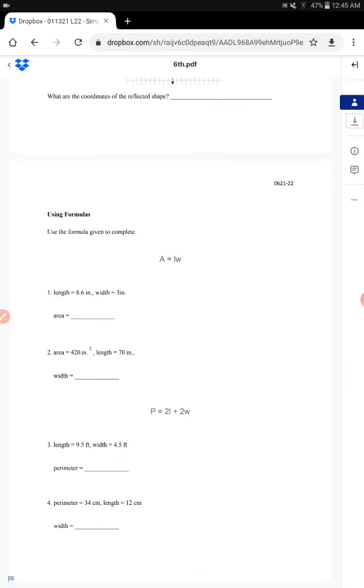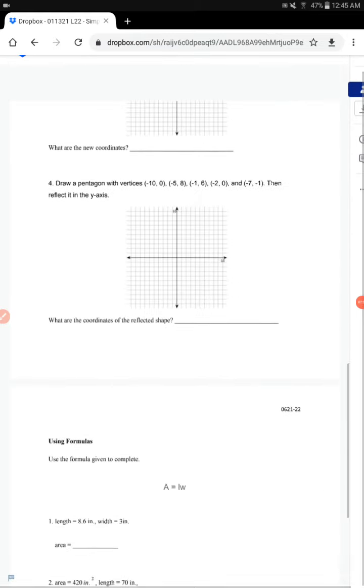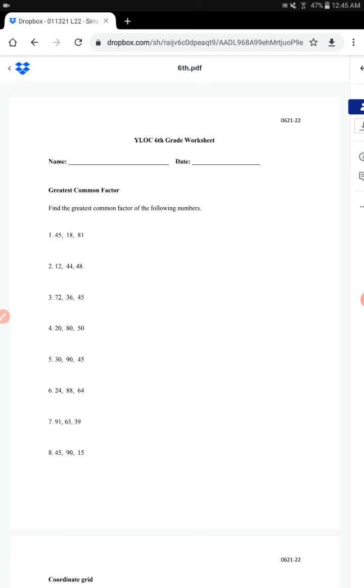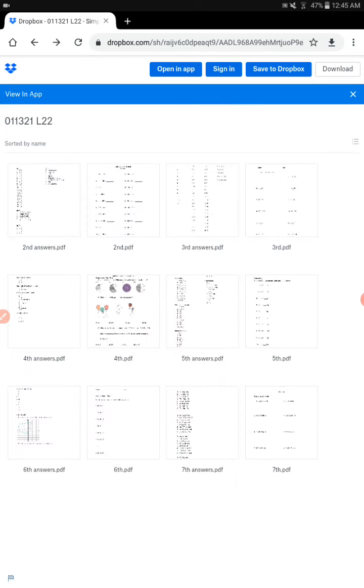Alright, I'll show you the answer key. Here are all the questions. Okay, and then the answer key. Here you go.